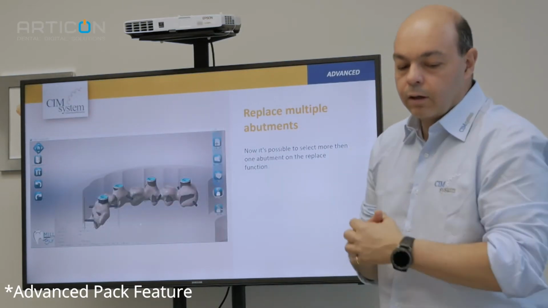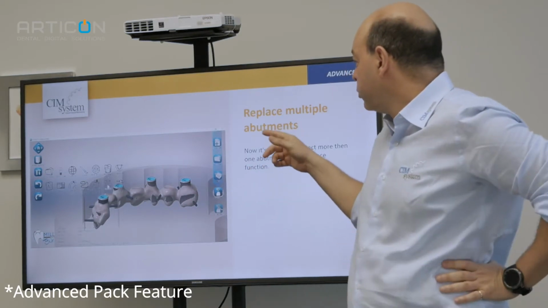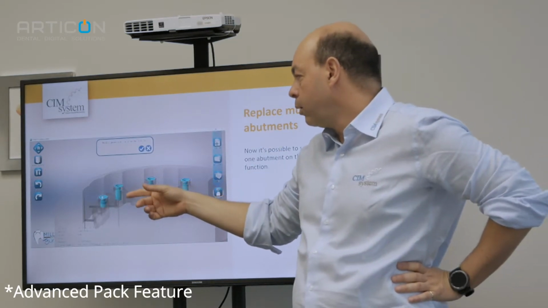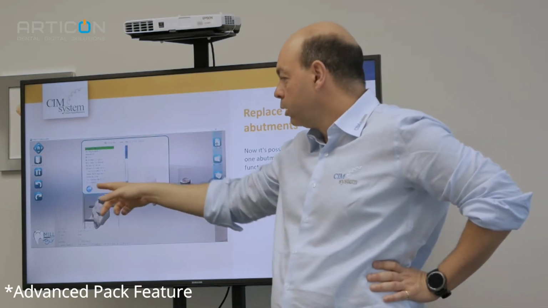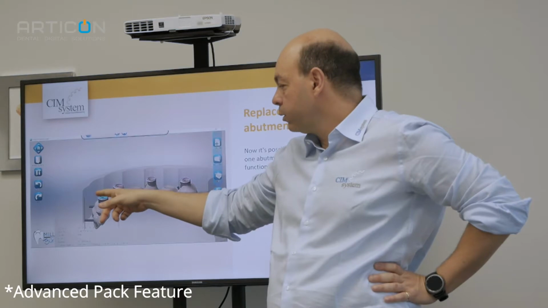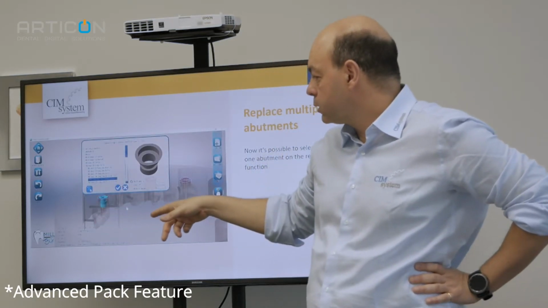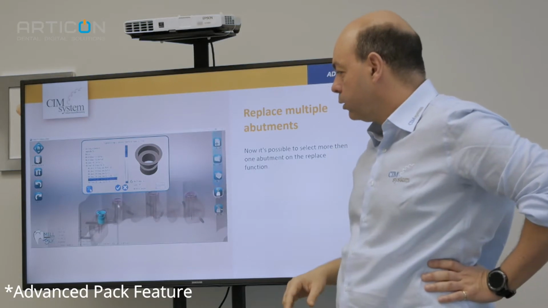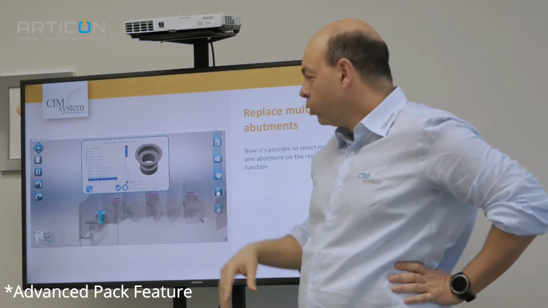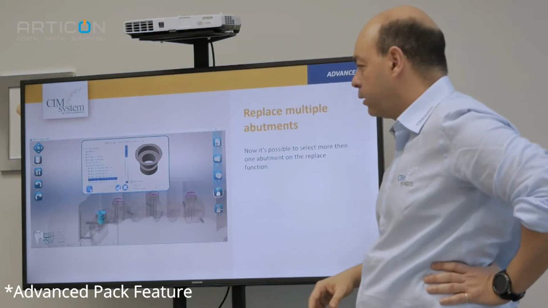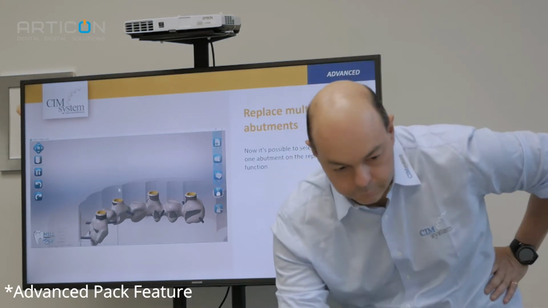Okay, it's possible to replace multiple abutments. Before, I needed to replace one by one. Now I select one, I click confirm. In the afternoon I will show you better. I select this, I select 1, 2, 3, 4 in automatic. This replaces all in one time. Click and poof.